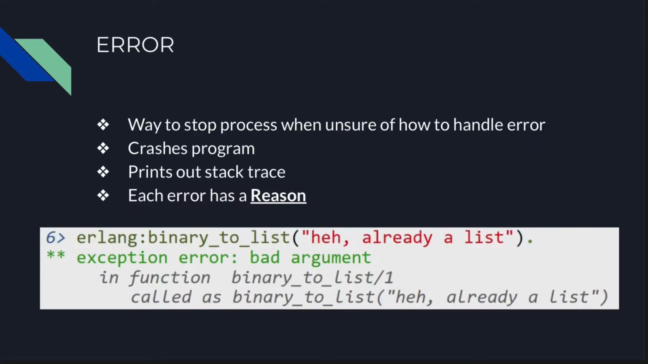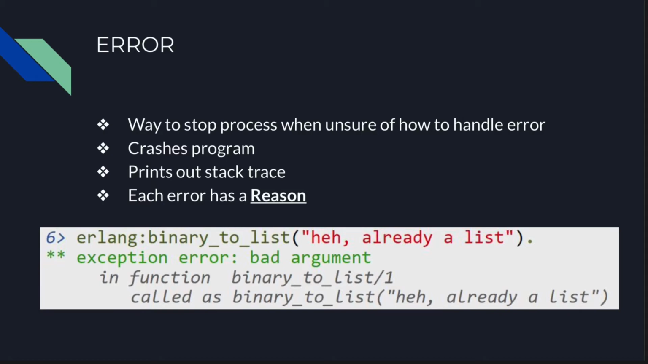Errors are a way to stop a process when you're unsure of how to handle the error. So unlike throw, the error is not documented. You don't know what to do in this case. And so errors also crash your program, unlike in throw, versus just printing out a message. Errors also print out a whole stack trace. Each error also has something called a reason. So in the example here, it says exception error bad argument. So the reason in this case is going to be bad arg.